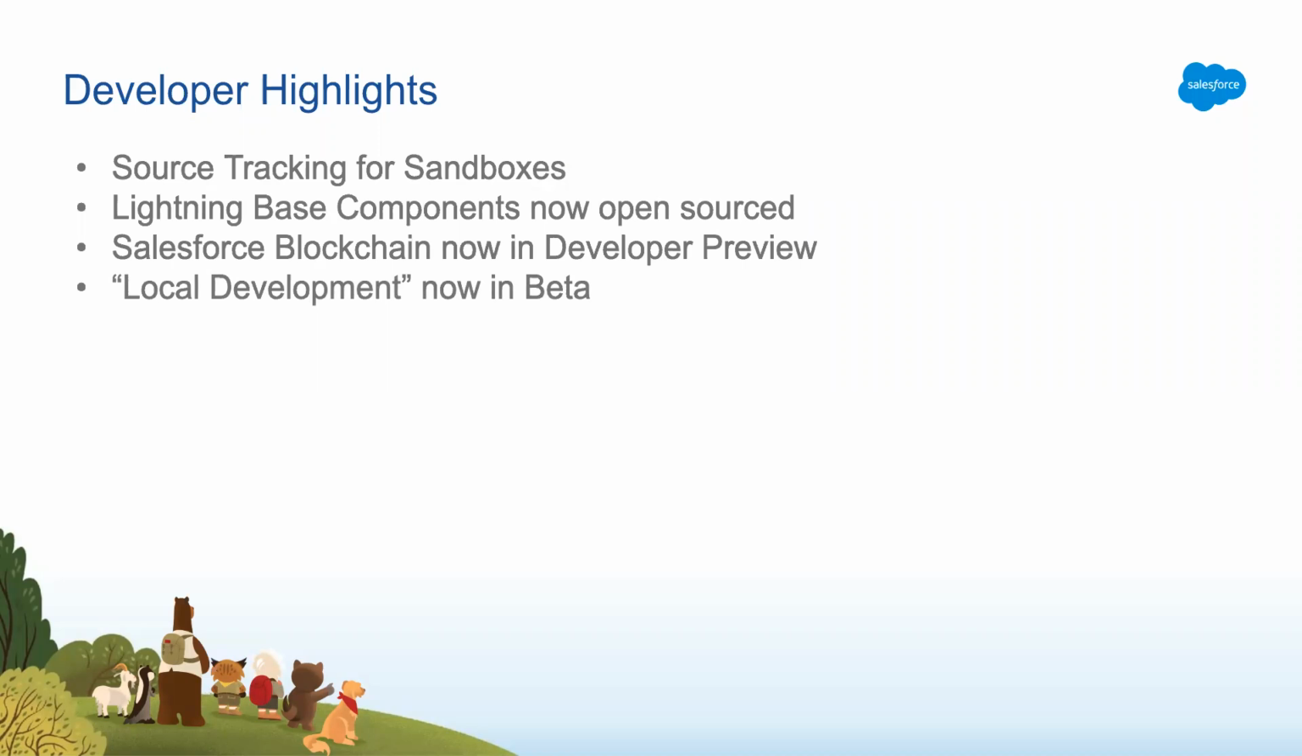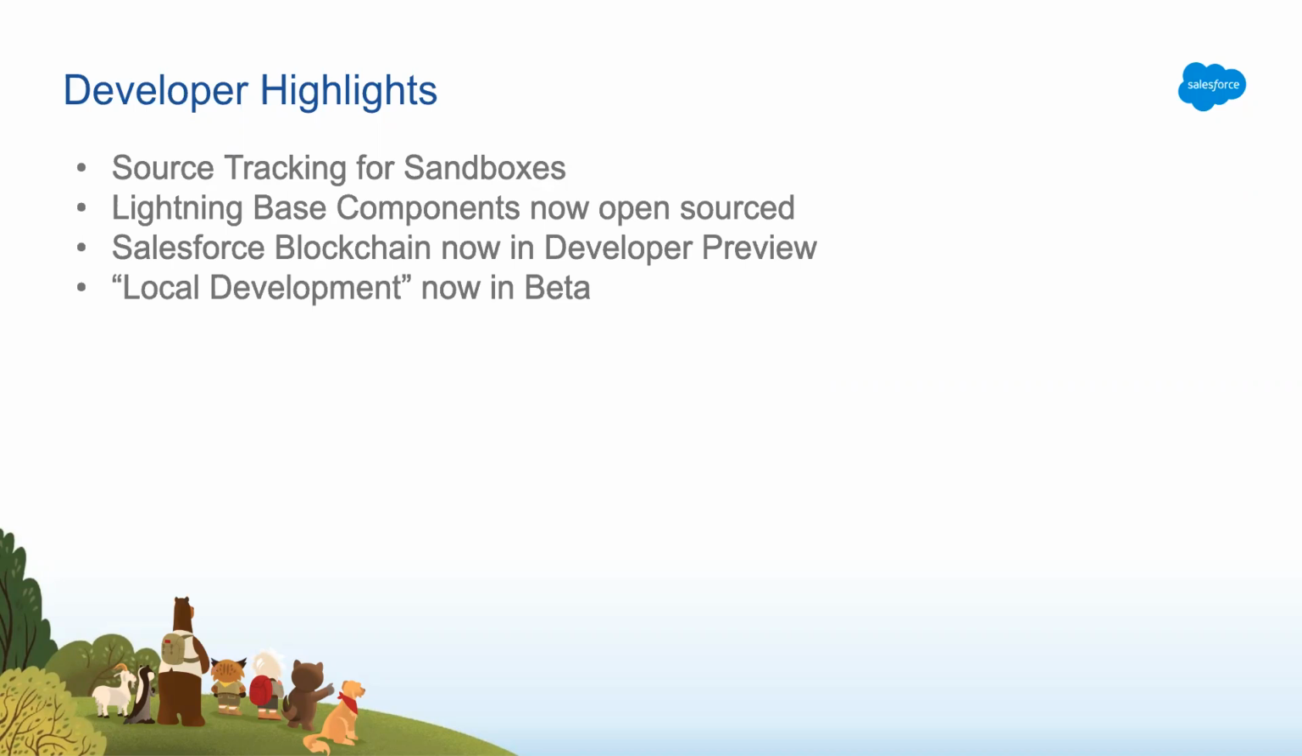Local development is now in beta. So what is local development? Local development was announced at Trailhead DX. For those who don't know, Trailhead DX is the other event that Salesforce has. It happens usually in May or June, and it is usually focused on the development community. Much smaller event, only about 20,000 of my favorite friends come to San Francisco. They announced local development at this past Trailhead DX.